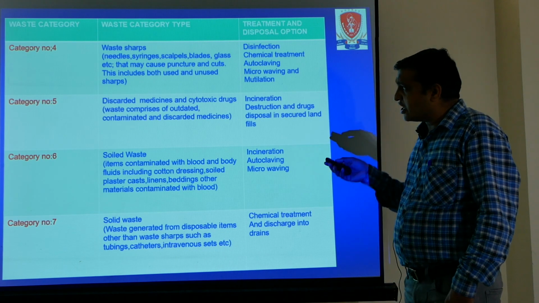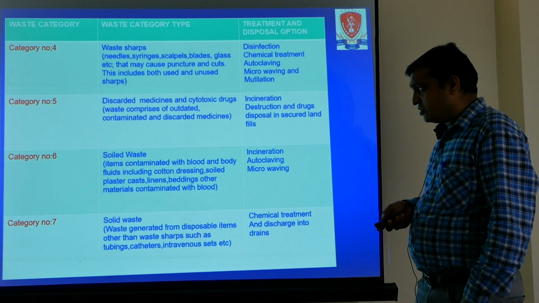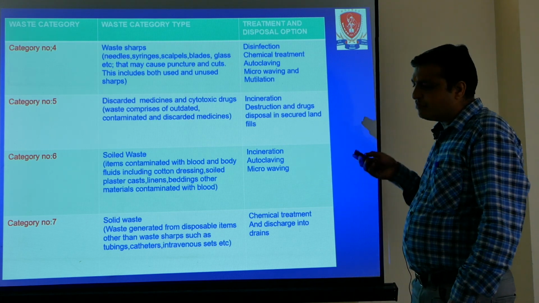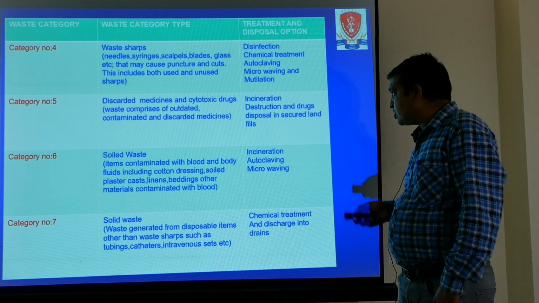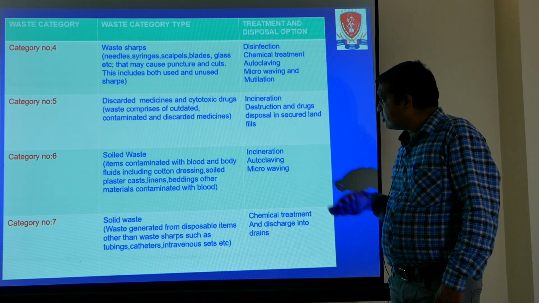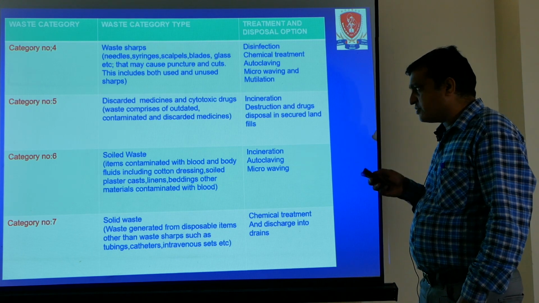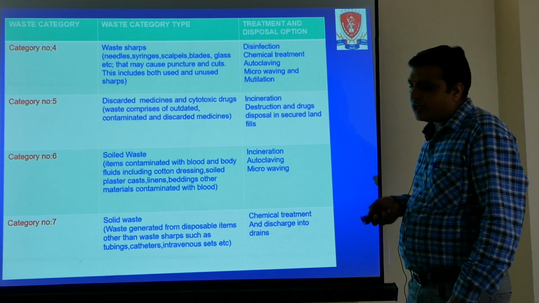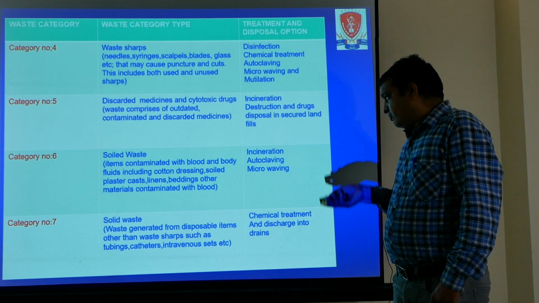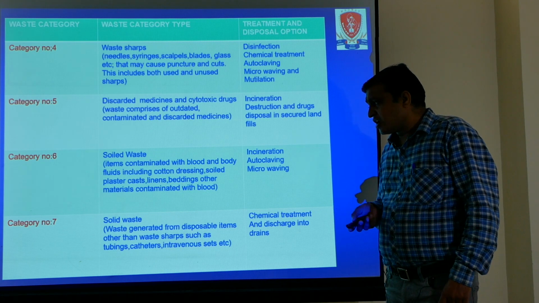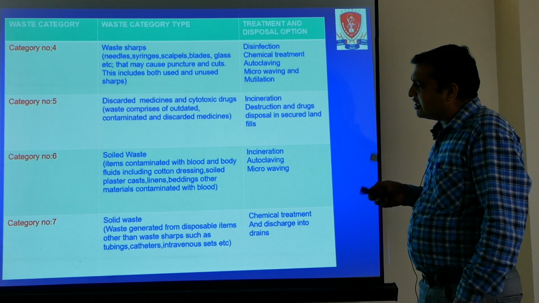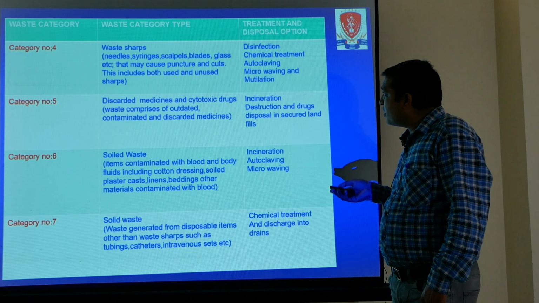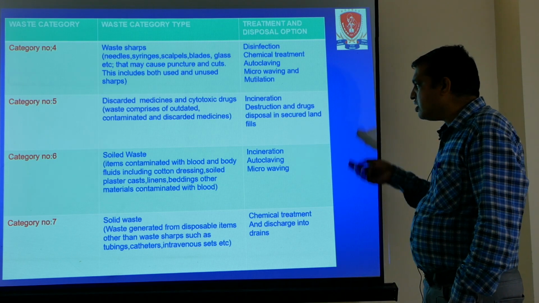Category number 5, discarded medicines and cytotoxic drugs: waste comprising outdated medicines, ampoules, vials, and discarded medicines. Treatment is incineration, destruction, and drug disposal in secured landfills. Category number 6, soiled waste: items contaminated with blood and body fluids, pus, cotton dressings, soiled plaster casts, linen, bedding, and other materials contaminated with blood or pus. Incineration, autoclaving, and microwaving are the treatments for category number 6.